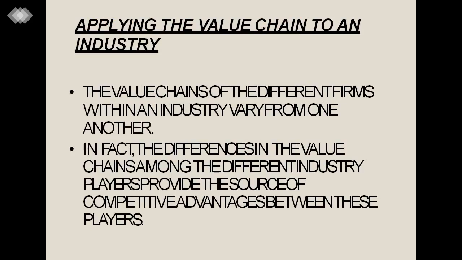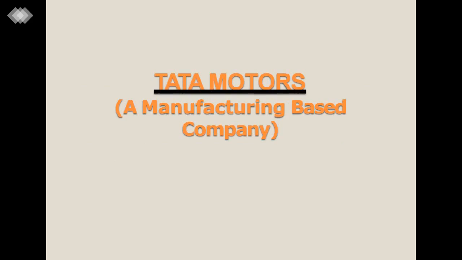Now, applying the value chain to an industry. The value chains of the different firms within an industry vary from one another. In fact, the differences in the value chain among the different industry players provide the source of competitive advantage between these players. Now, here is the example of Tata Motors, a manufacturing-based company.